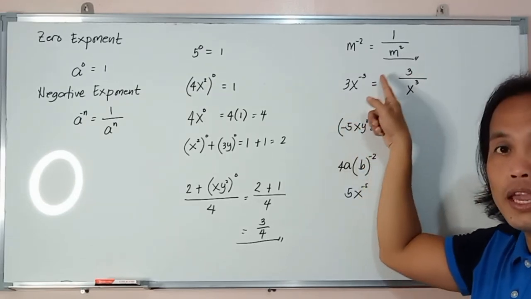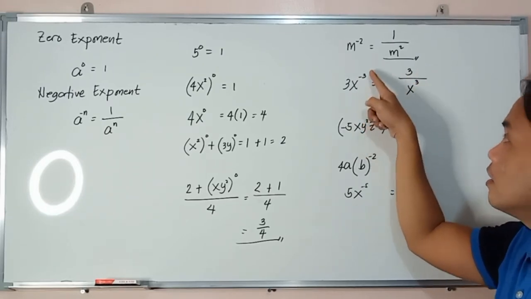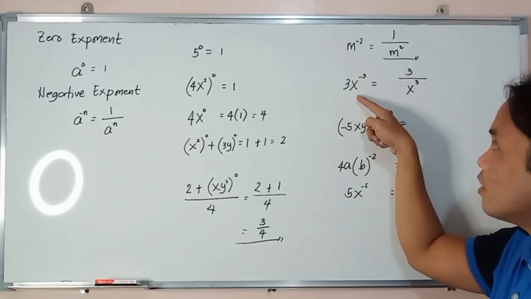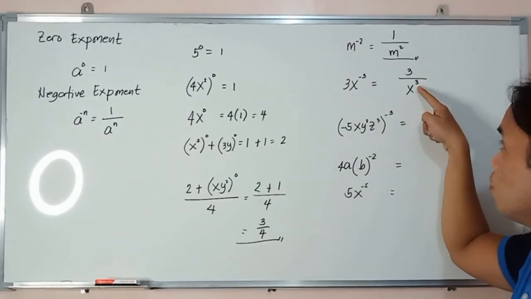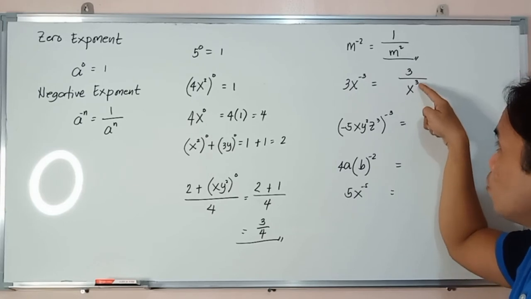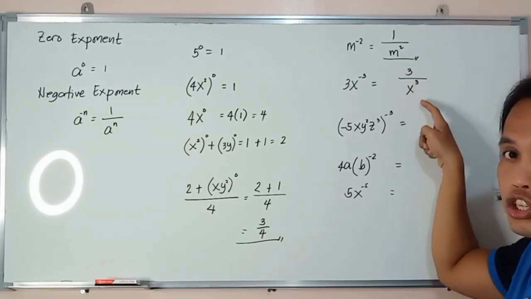The 3 shall remain in the numerator since it has a positive exponent. And the reciprocal of x raised to negative 3 is 1 over x cubed. So 1 over x cubed and 1 times 3 is 3. That's why we have here 3 over x cubed.